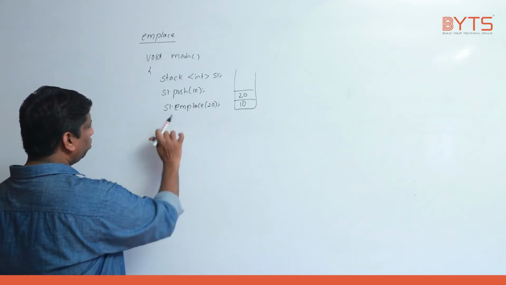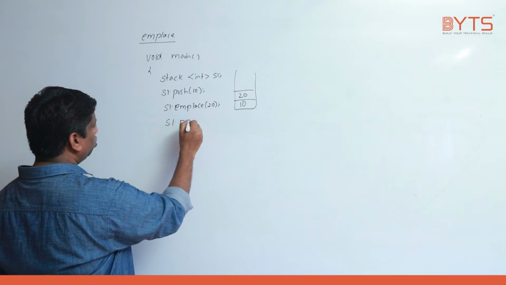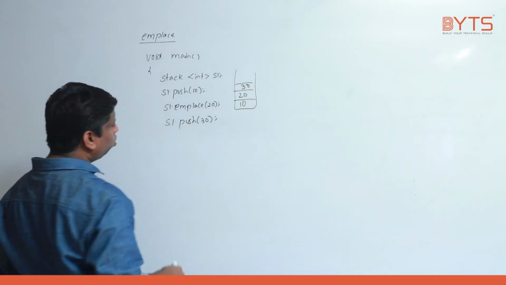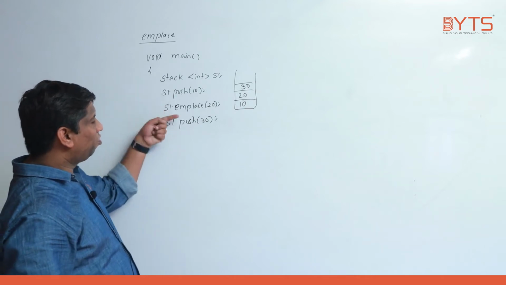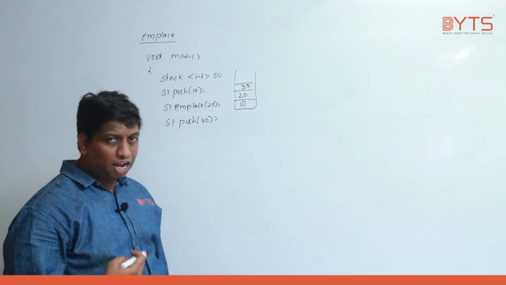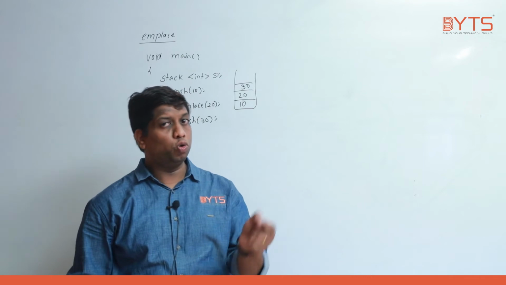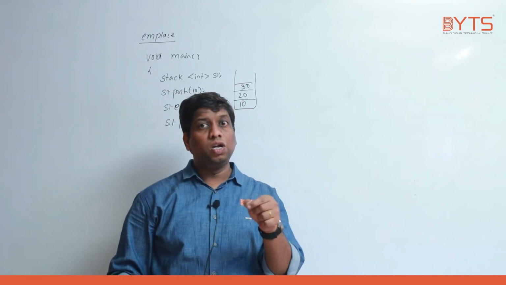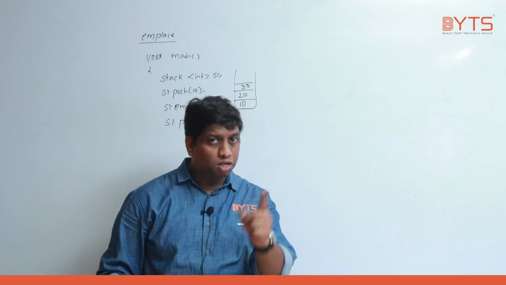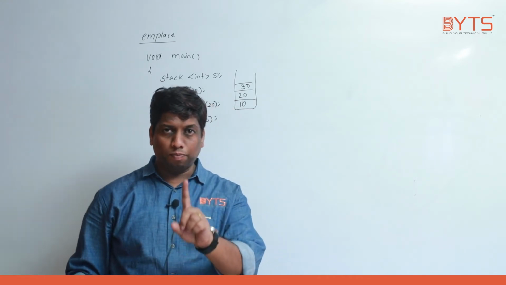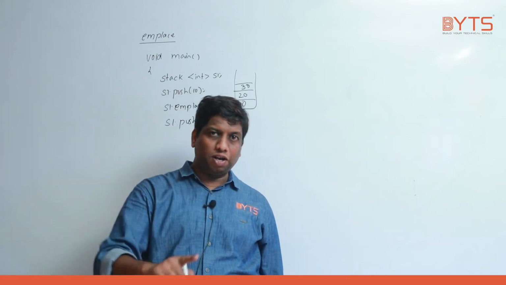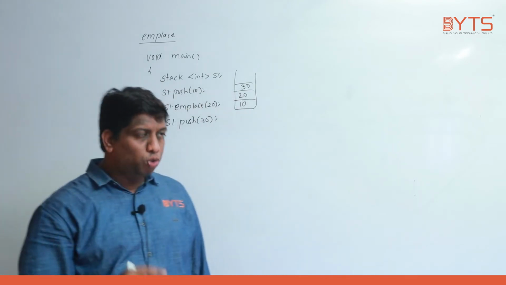Next, s1.push(30). So what happens? 30. Have you seen any difference between push and emplace? There is no difference, right? Again I am telling you, listen: push will push the existing object, whereas emplace will push, very important point, after creating an object. Emplace will create an object and push. I am going to show you that anyway.